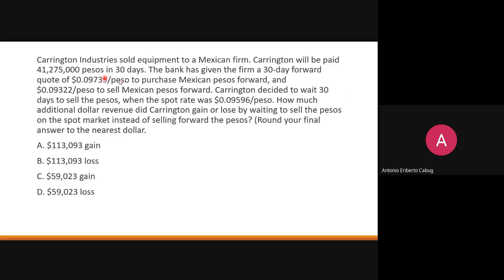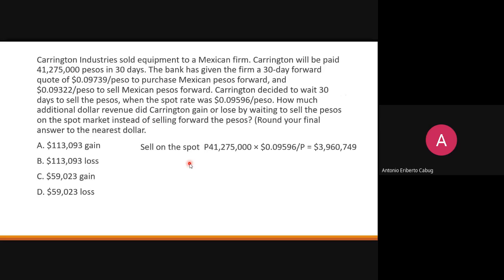Okay. Carrington Industries sold equipment to Mexican firm. Carrington, again, is American here. Carrington will be paid 41,275,000 Mexican pesos in 30 days. The bank has given the firm a 30-day forward quote, to purchase the Mexican pesos forward and 0.09322 dollars per peso to sell the Mexican pesos forward. So we have to sell this rather than buy. Carrington decided to wait 30 days to sell the pesos when the spot rate was 0.09596 per peso. How much additional dollar revenue did Carrington gain or lose by waiting?